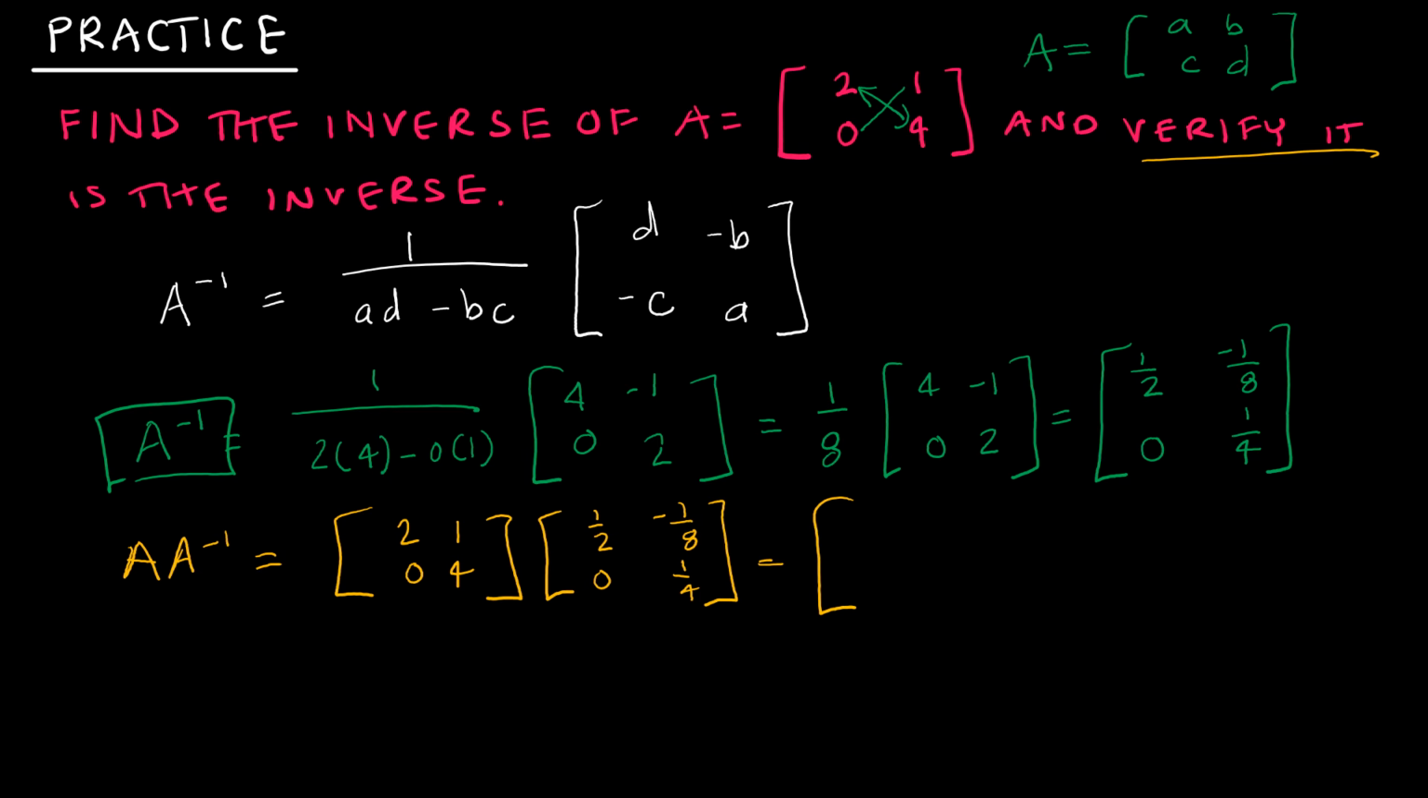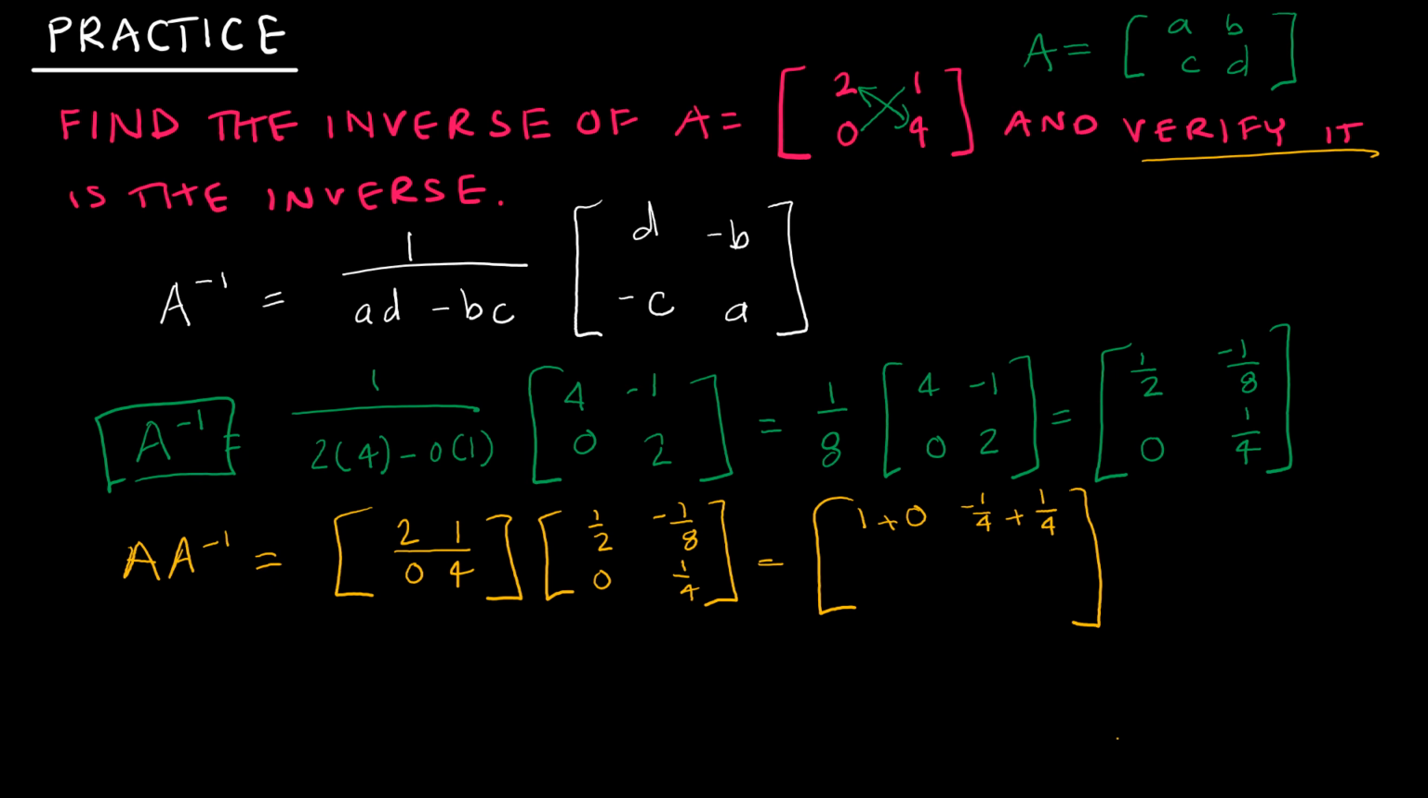So here we go. I'm going to take 2 times 1/2, which is 1, and 1 times 0, which is 0. Then I'm going to take 2 times -1/8, which is -1/4, and I'm going to take 1 times 1/4, which is 1/4. And that was my first row times each column.